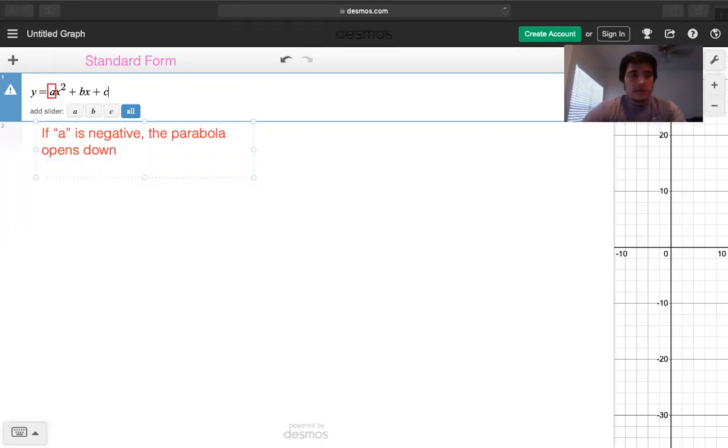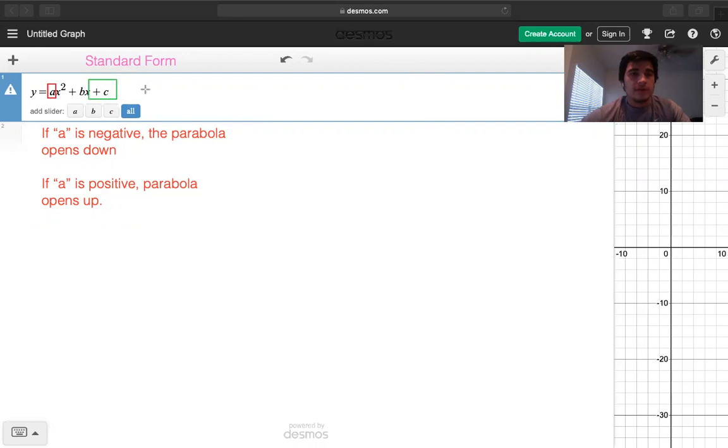But we can also say if A is positive, obviously, the parabola opens up. It makes sense. It's what we've been doing. If the number in front is a positive number, it opens up. If it's a negative number, it opens down, right? It's that easy. The next letter we're going to go to, we're going to skip over B and go to C.